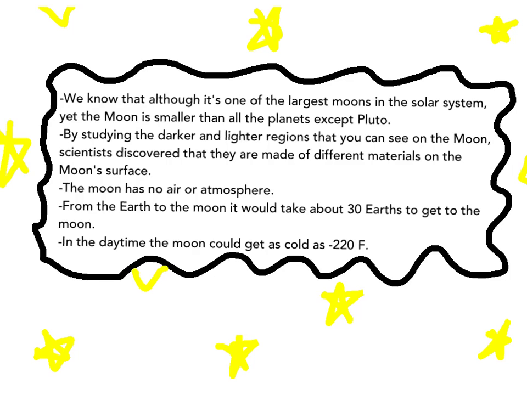From the Earth to the moon, it would take about 30 Earths to get to the moon. In the daytime, the moon could get as cold as -220 degrees Fahrenheit.